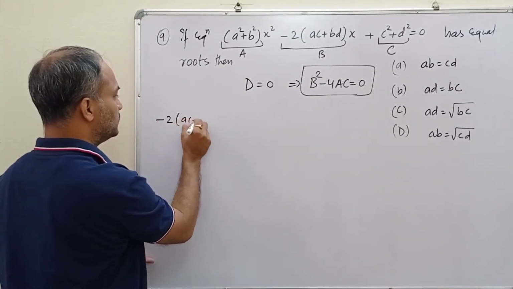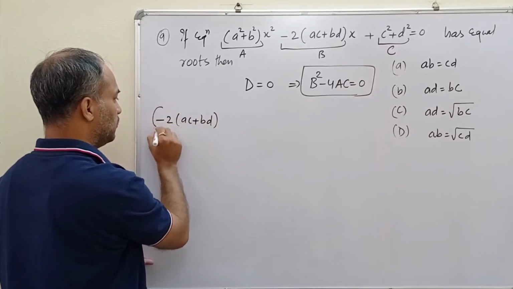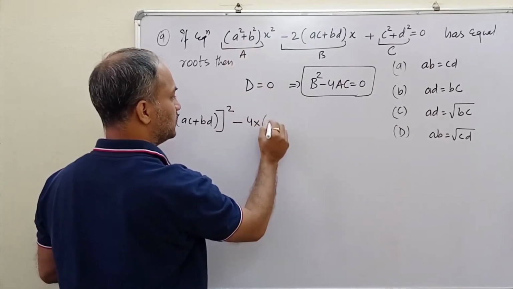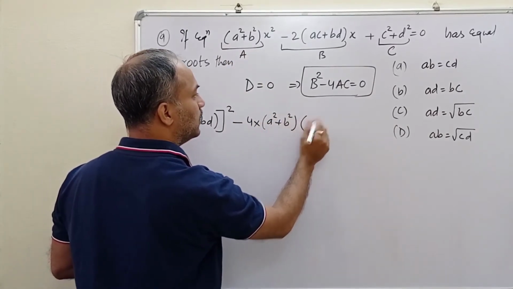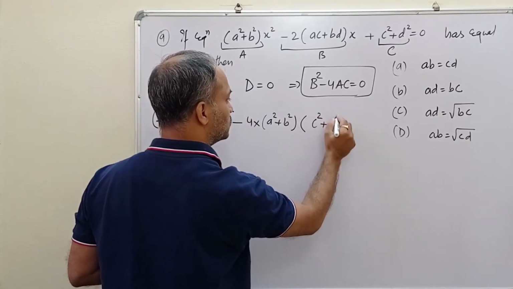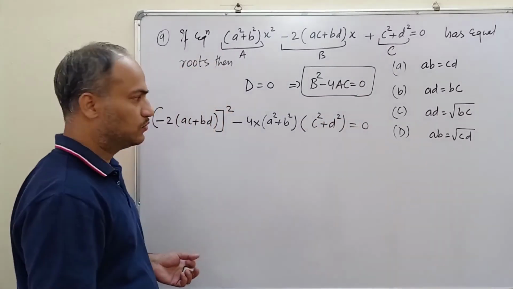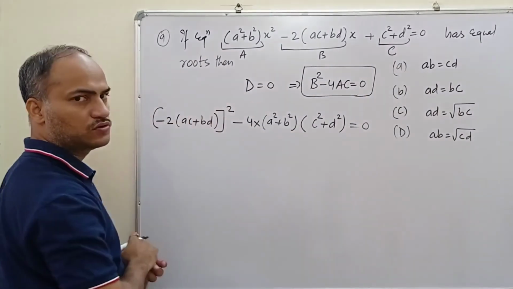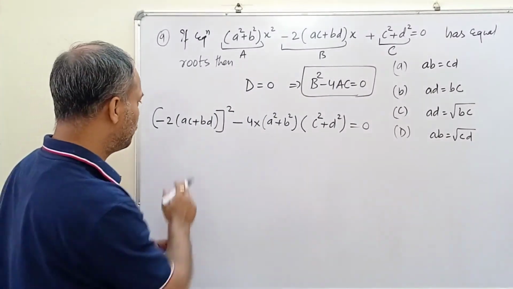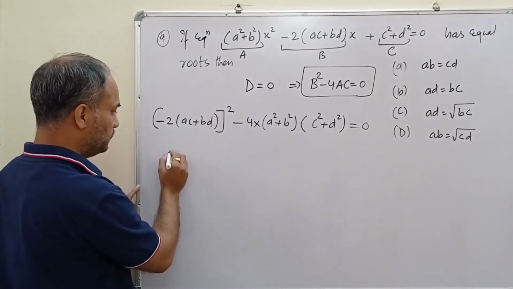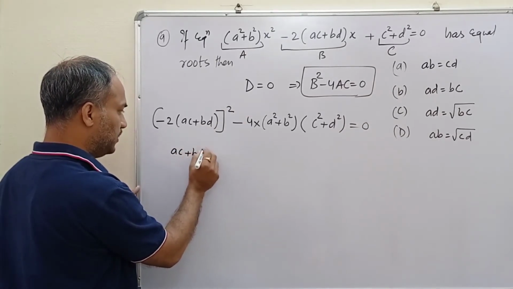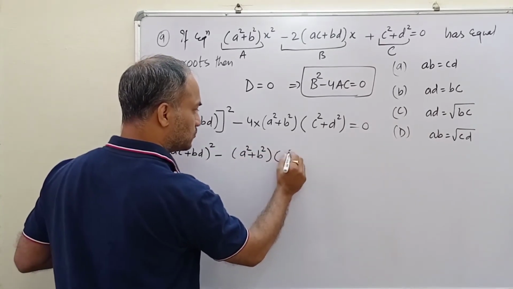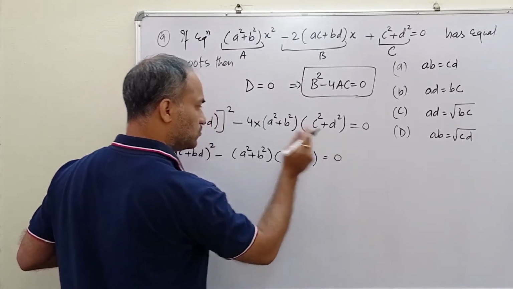Okay, so let us put the values and see what happens. Minus 2 ac plus bd whole square minus 4 times a, meaning a square plus b square, and c meaning c square plus d square. This value is equal to 0. So here we see 4 is there in multiplication. Here also 2 square is 4. So with 4 we can divide throughout and minus 1 square is always positive. So this will be ac plus bd whole square minus a square plus b square times c square plus d square. This is equal to 0.